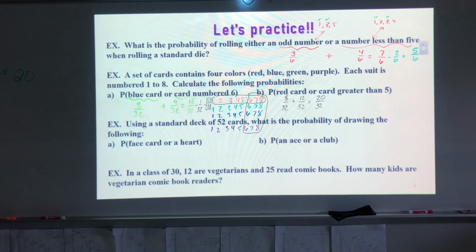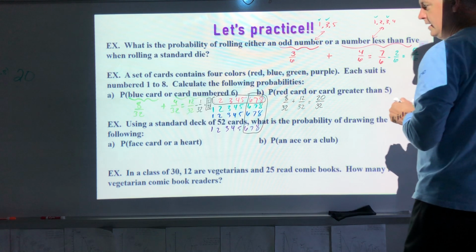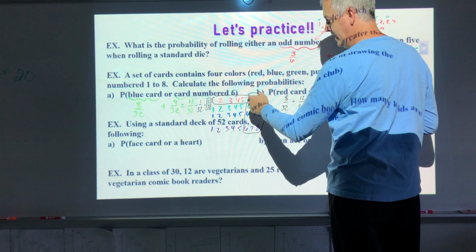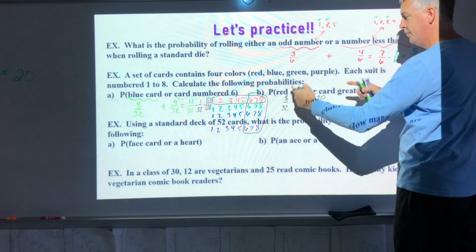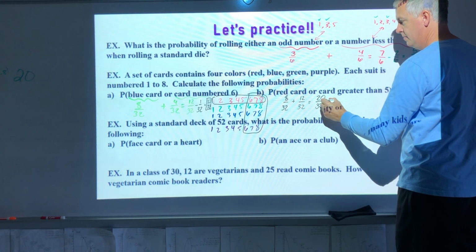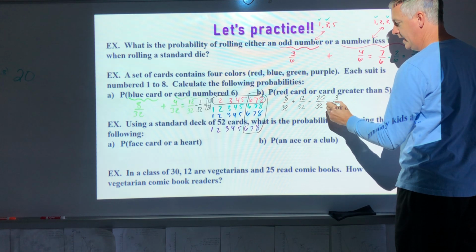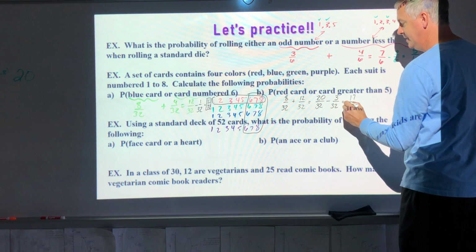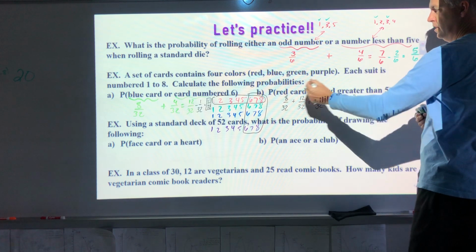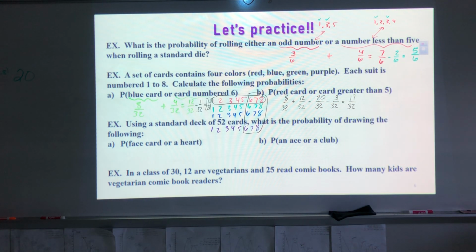The question is, let's talk about the overlap. Do we have any numbers that got double circled? And the answer is yes. The 6, 7, and 8 here in red got double circled. And we can't use them twice. We can either use them for one category or the other, but you cannot use them twice. So we got to take them away. So we have a 17 over 32 chance of pulling a red card or a card greater than 5 in this problem. Again, subtract the overlap.